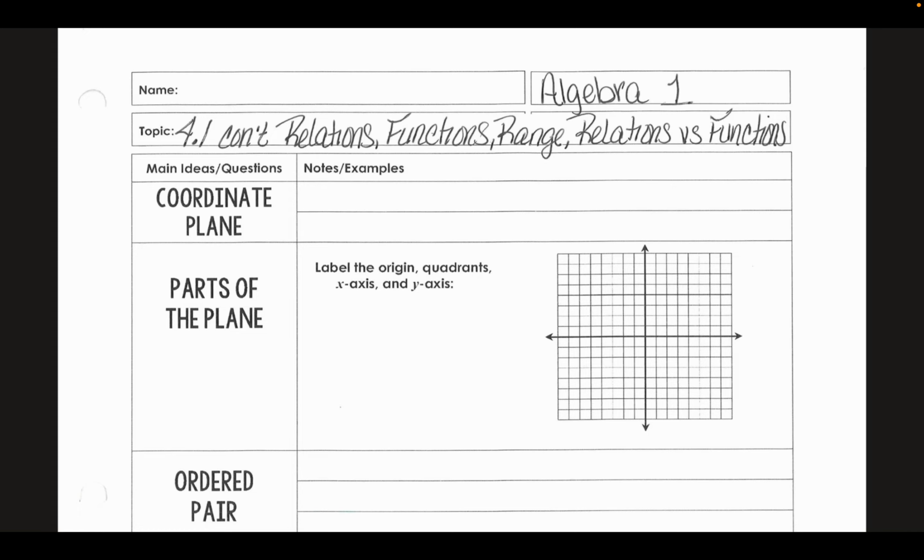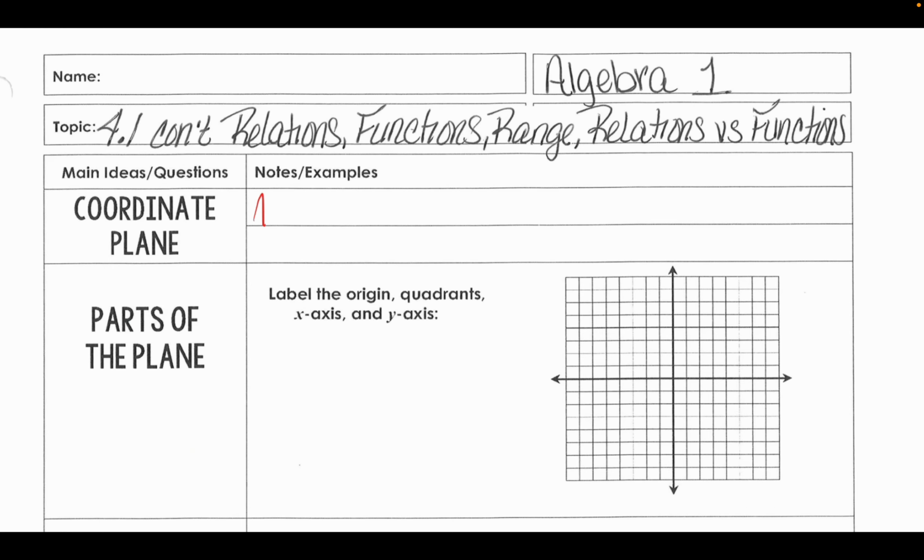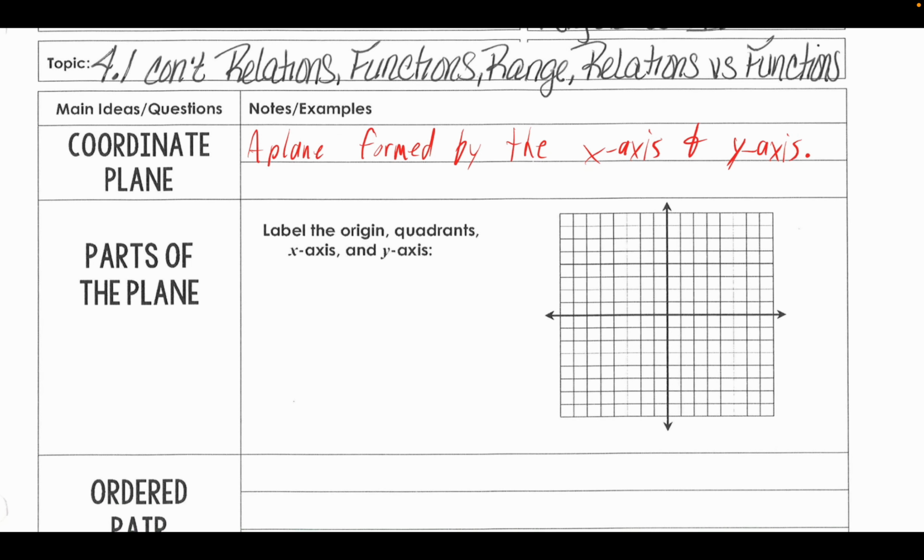So the coordinate plane, let's start here. A coordinate plane is a plane, not like an airplane, but it's called a plane, just a region that is formed by the x-axis and y-axis. Parts of this coordinate plane are the origin, quadrants, x-axis, and y-axis, which we'll talk about here. The x-axis runs horizontally left to right, whereas the y-axis runs vertically up and down.